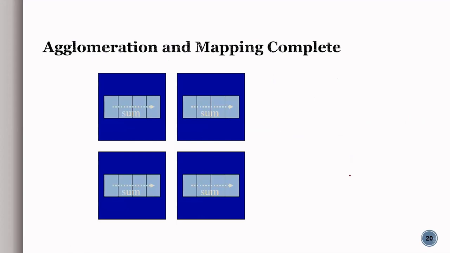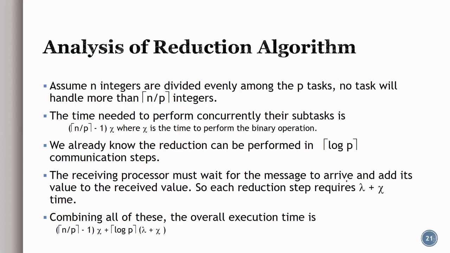So what we can do is divide n by p, that many values will be assigned to each processor, and each processor will calculate the sum of its values, and the communication happens between the processors as in a binomial tree. Finally, we'll conclude with the analysis. First, we'll consider the time required by each processor. If they are provided with n by p values, for the concurrent execution, they need (n by p minus 1) times chi, if chi is the time required for addition.